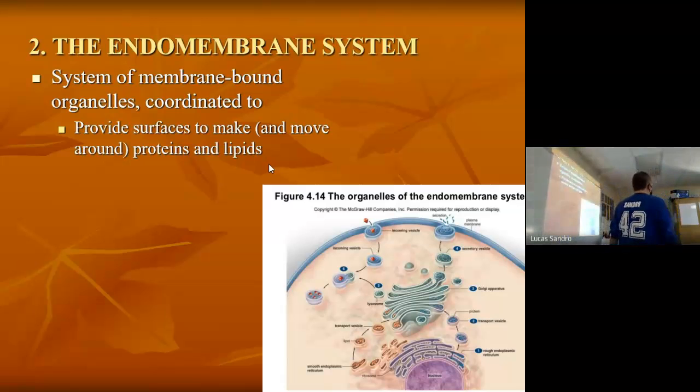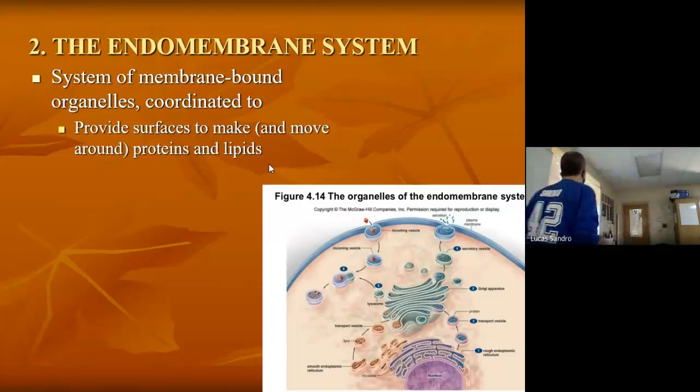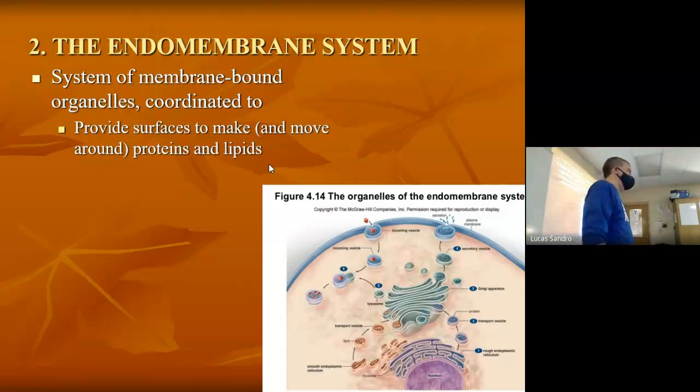Number one, they provide a surface for certain materials to be made and for those materials to then be moved around. So ribosomes will stick to some of this surface, and that'll be the place that they manufacture proteins. And then those proteins will get moved around inside the cell, maybe exported from the cell. Lipids get made in parts of the endomembrane system, and they get moved around.